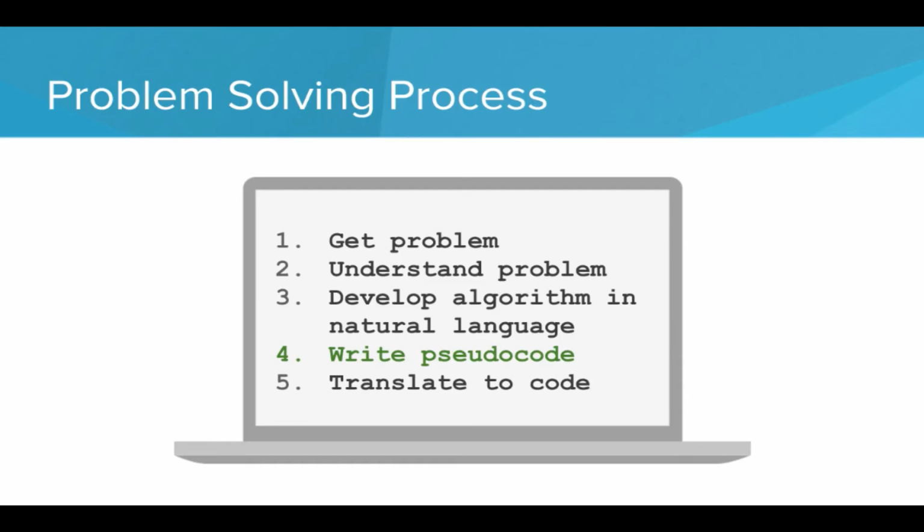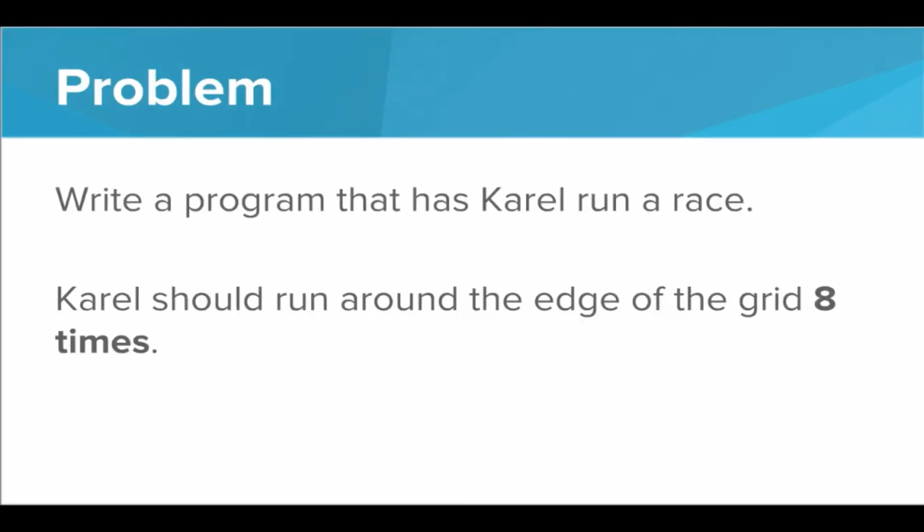Then write pseudocode that isn't really code, but it's getting there. It's starting to put it into coding ideas. And then once you have that, it's easy to translate into actual code. So let's look at an example of this. Our problem is we want to write a program that has Karel run a race. Karel should run around the edge of the grid 8 times.